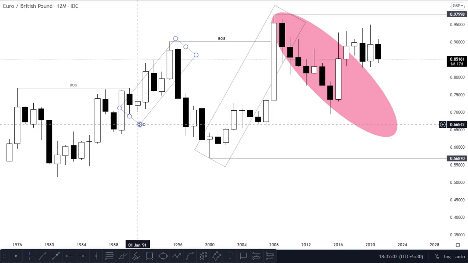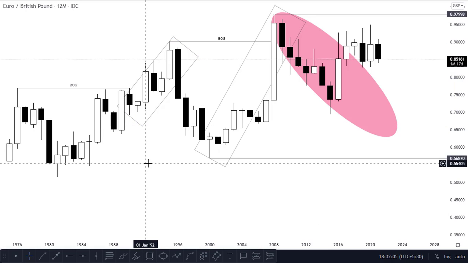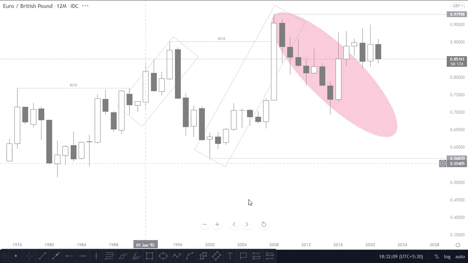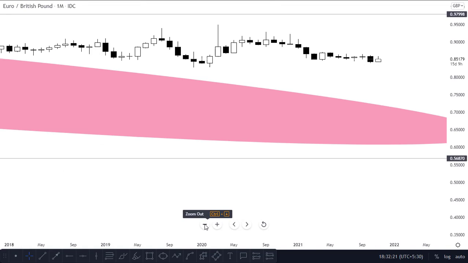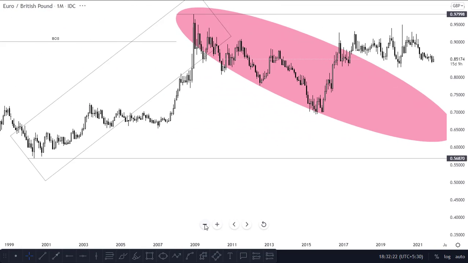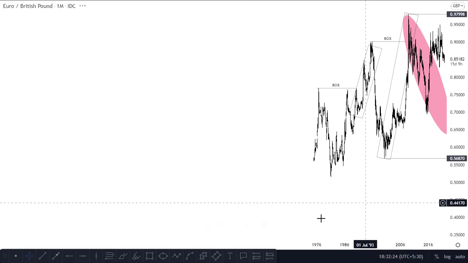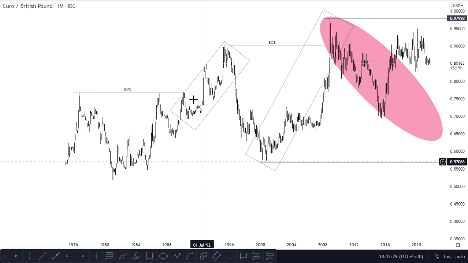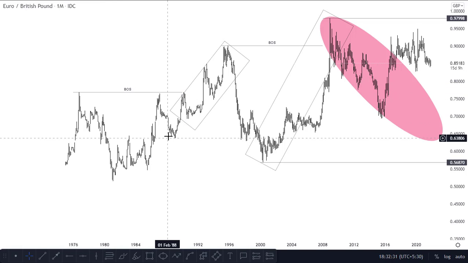Now, if we zoom into the monthly time frame, we're going to see more details. But by this time, we know exactly where we are on this higher time frame. Now on monthly, for example, if you start from here, you can see how the market was breaking structure on this level.